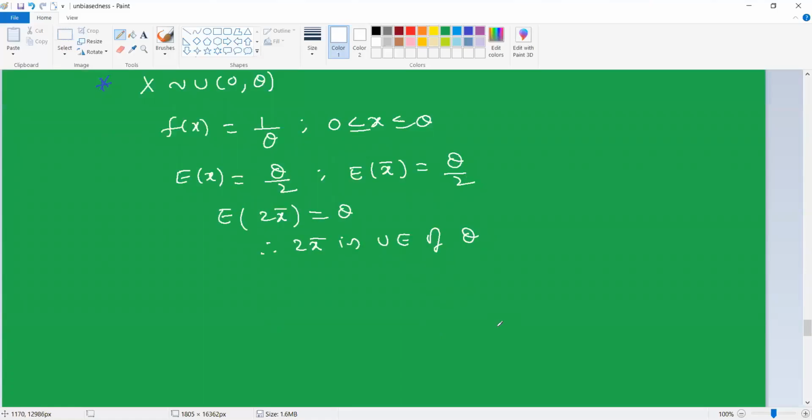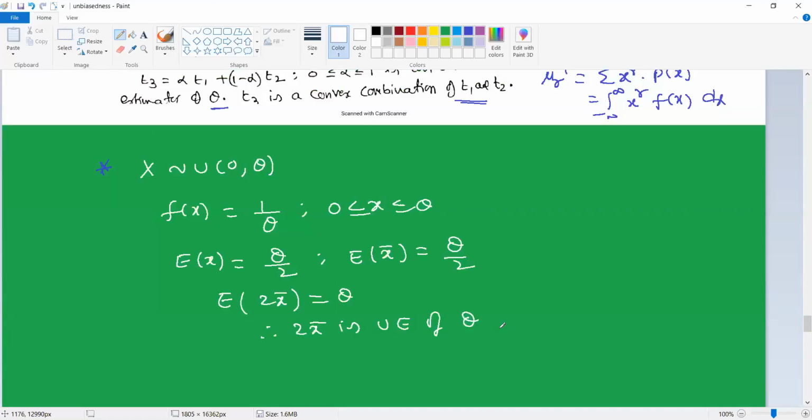The general statistics concept is: samples x1, x2 are drawn from this population, the continuous uniform distribution. So directly, 2 x bar is an unbiased estimator of population parameter theta.